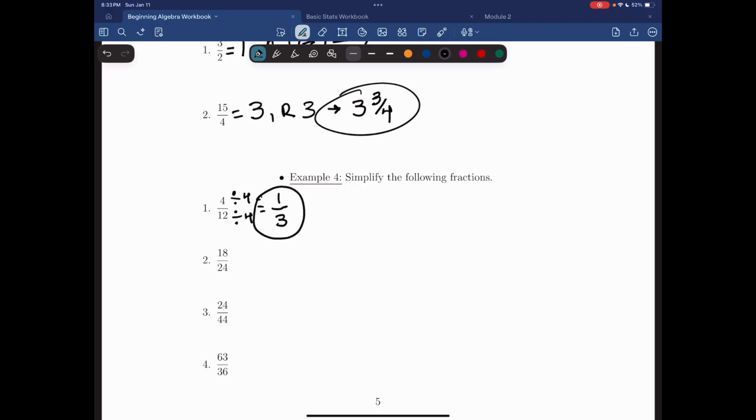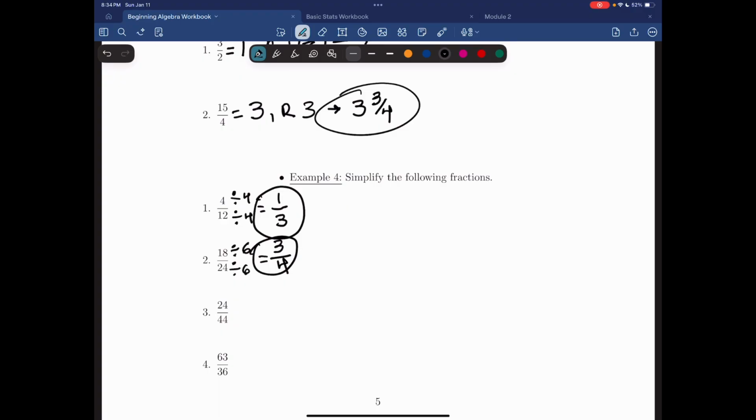Looking at example number 2, I encourage you to pause the video and try to simplify this fraction fully on your own. And assuming you have tried this one on your own, let's work through it. So with this problem, because 18 and 24 are both even, that automatically means we can both divide them by 2. However, you can also take note that both 18 and 24 can be divided by 6. So I'm going to go ahead and do that. 18 divided by 6 is 3, and 24 divided by 6 is 4. So our final answer is 3/4.